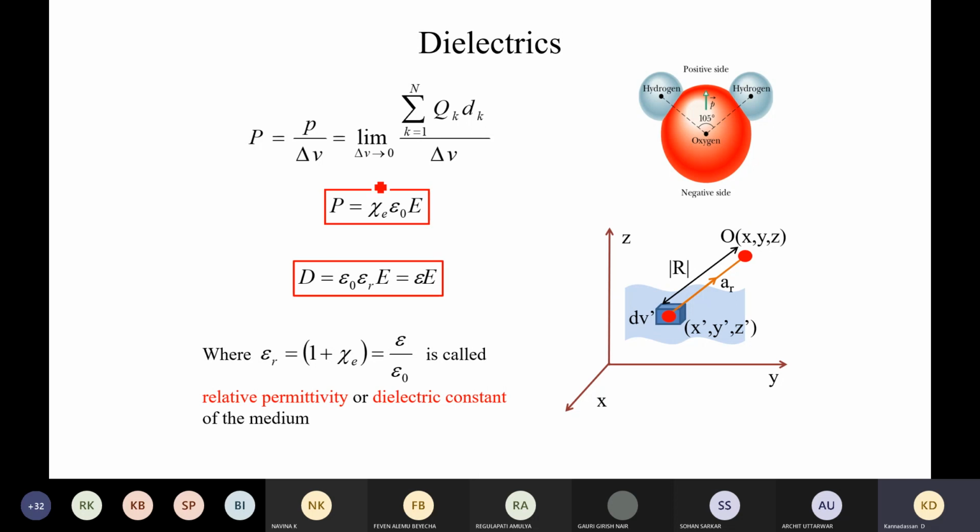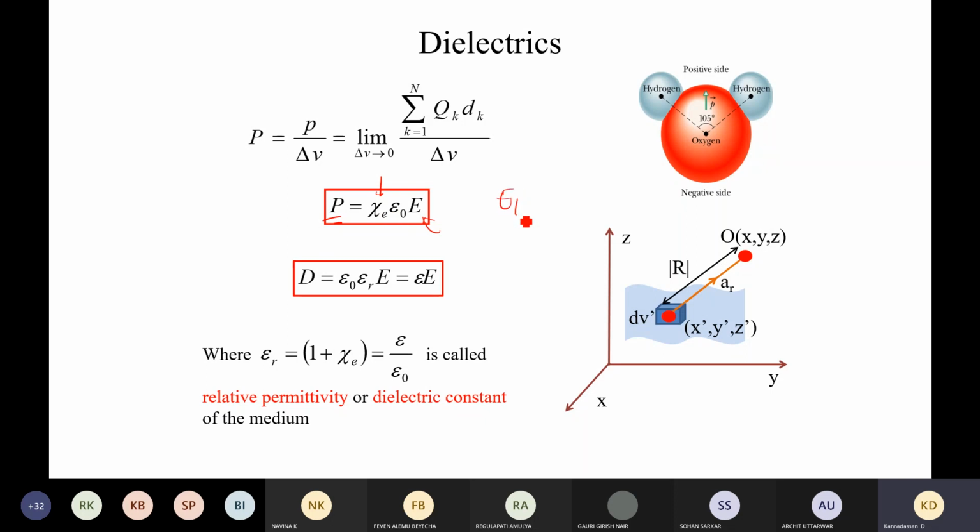Chi, or this chi, will always be used. So the polarization, which is the internal electric field induced by the material due to the external electric field, is represented in this form, and this is a proportionality constant, and therefore we can calculate the total electric field.